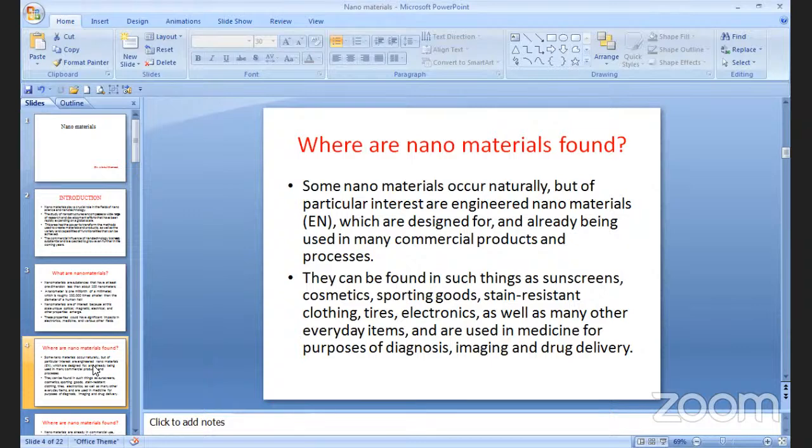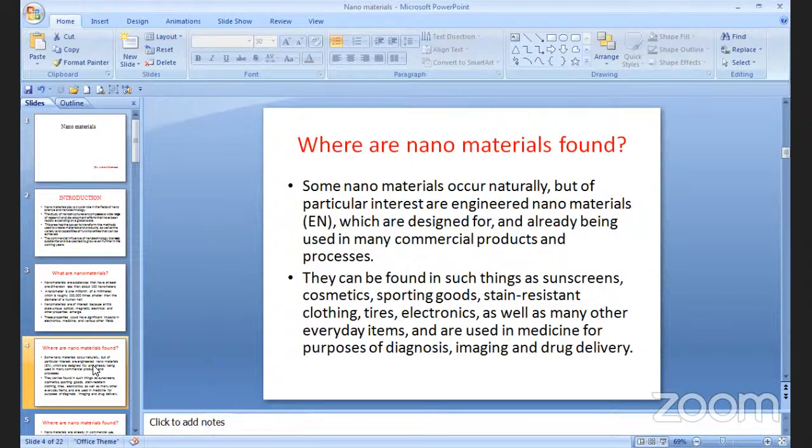And in the case of medicine, we are using them for the purpose of diagnosis, and also in imaging. Suppose you want to get a clear image of the internal organs of a human body, or an image of any organ, then we use these nanomaterials. And in the case of drug delivery also, we are using these nanomaterials.